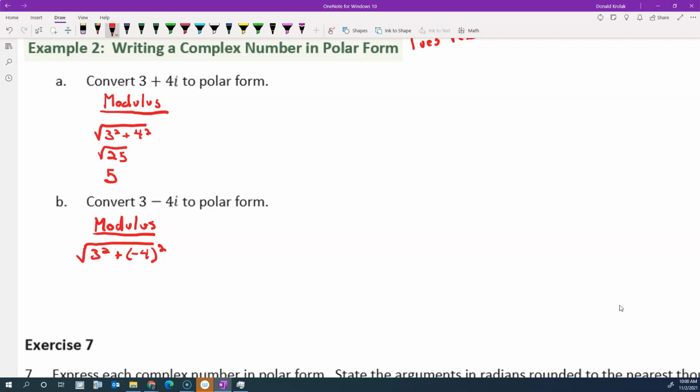So this doesn't matter because when you square it, it's still the same thing. So both of these have the same modulus. Okay, now the part that you got to do a little bit of thinking on is the argument. So the argument's the angle.